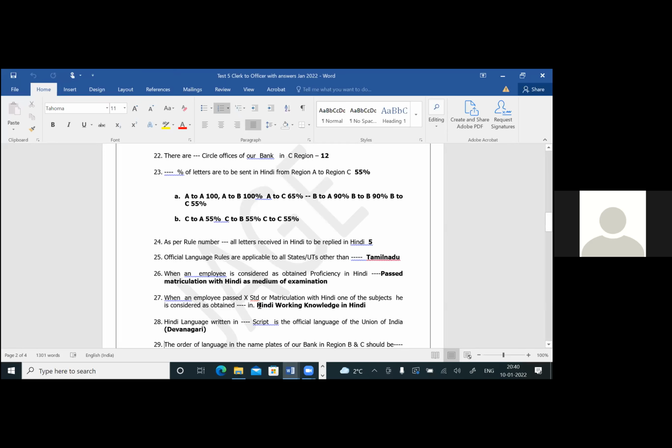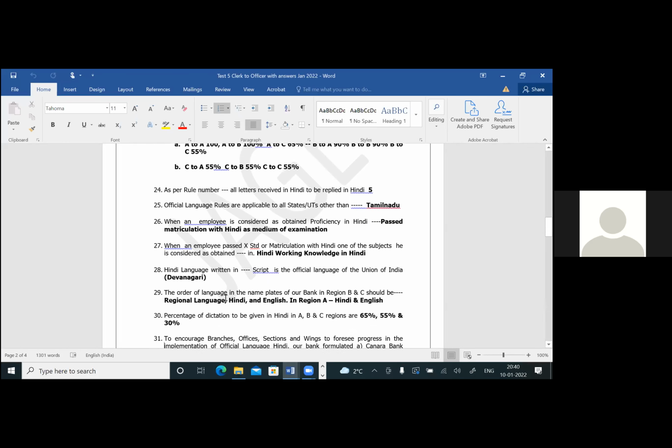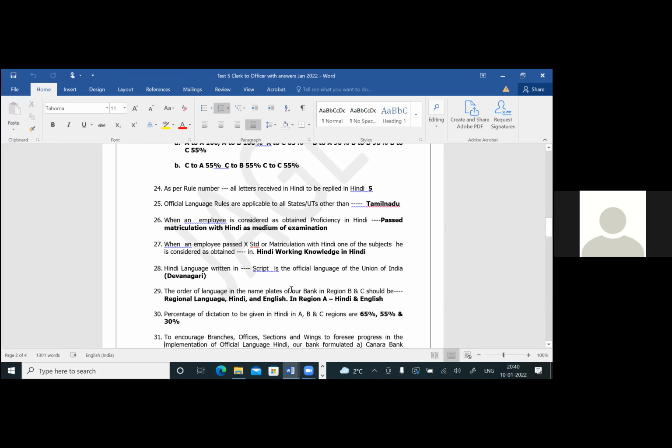Question number 28. Hindi language written in which script is the official language of the Union of India? Devanagari is the script in which the Hindi language is written. Then the order of language in the nameplates of our bank in B and C region should be, Canara Bank. There is a nameplate you have seen, no, before the branch premises. In what order should it be written?